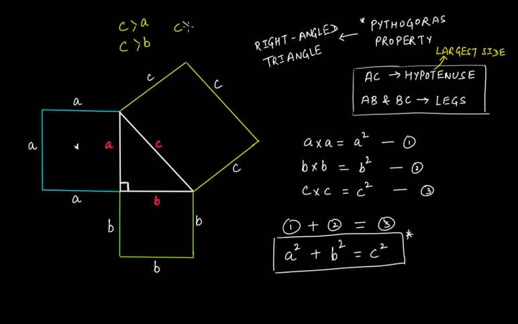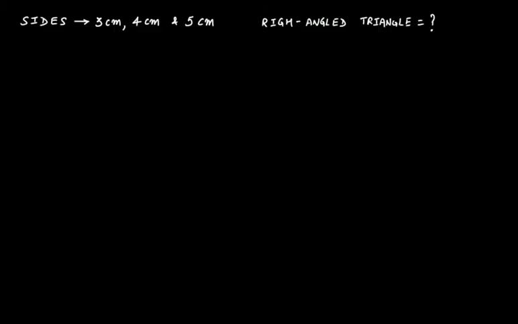That is, C will be greater than A and B both. Okay, so this is really very important. And why is it important? Let's understand this with a problem. Sides given are 3 centimeter, 4 centimeter, and 5 centimeter.